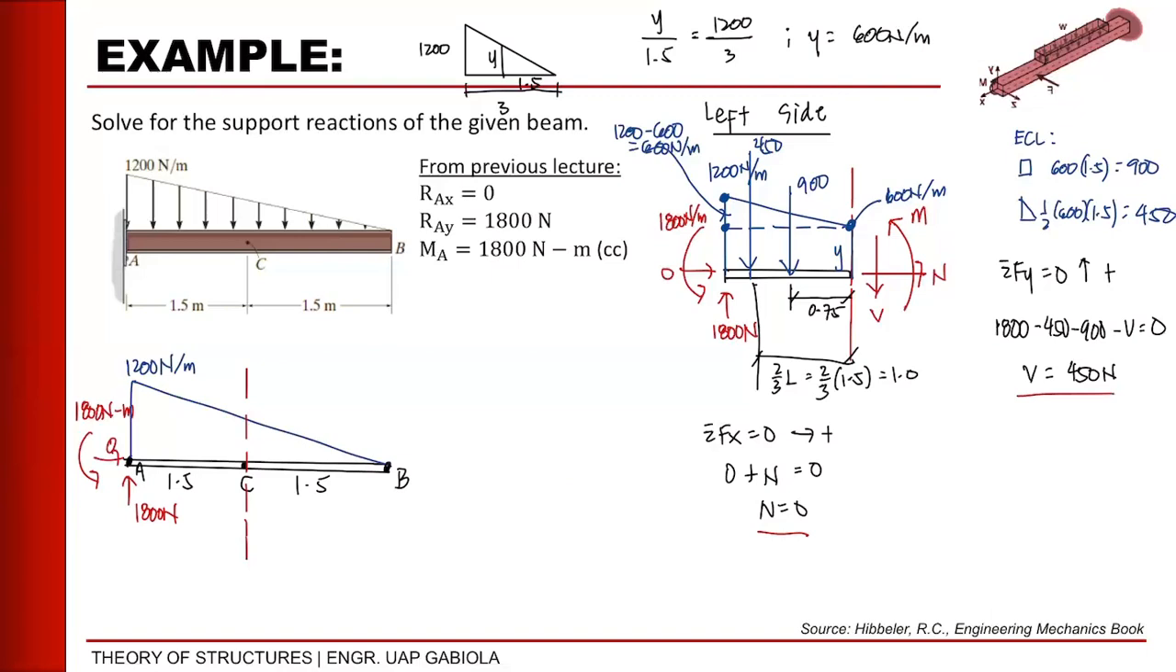Then last, summation of moment at C equals 0. So we take the moment of everything about this point. So that is our point C.